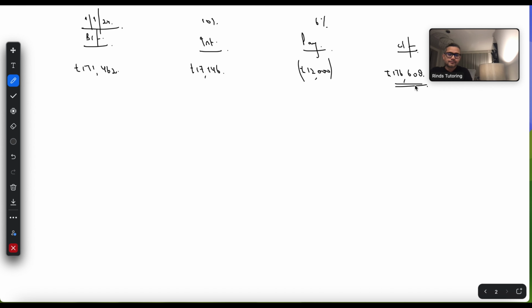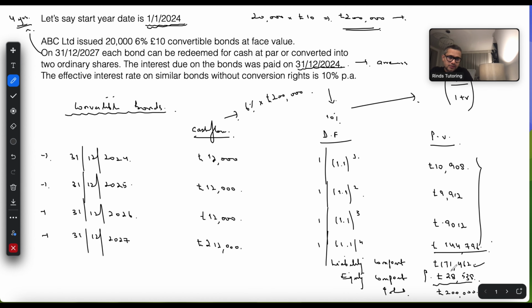176,608. Now once you're done with this, you can put that into your non-current liability in the SFP. You can bring the interest as a finance cost into your P&L, and this equity component, 28,538, will go into the equity in the SFP. Now this is how you're going to be solving a convertible bonds question in a given scenario. This can be tested in either question number 1 or question number 2.